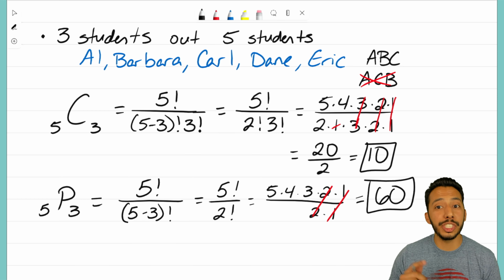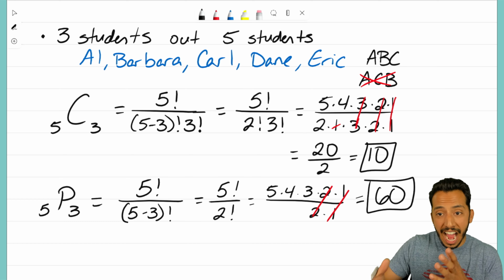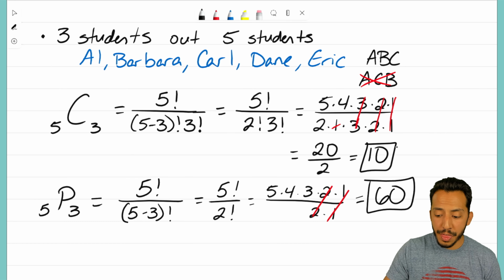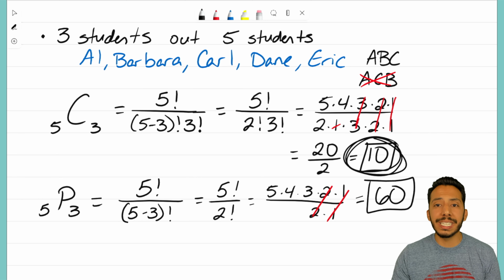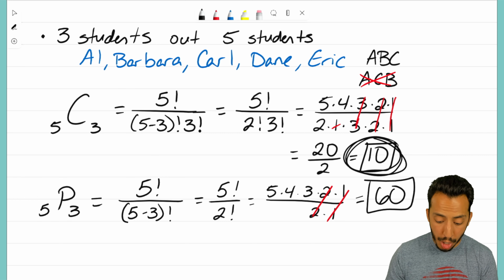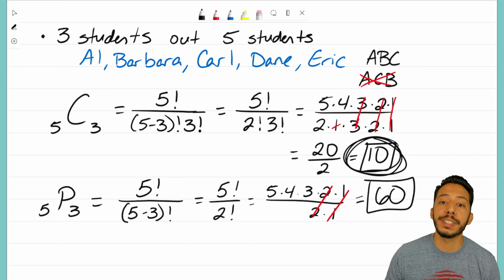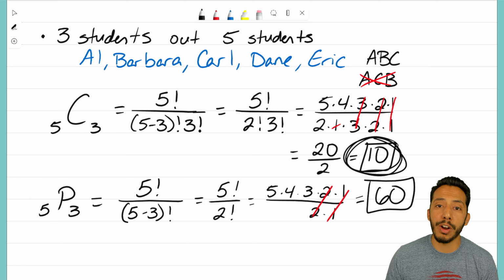But because this is a combination of those 60, I remove all the duplicates. There's really only 10 combinations. Your combination number will always be less than the permutation number when your n and your r are the same. When your n and r are the same.